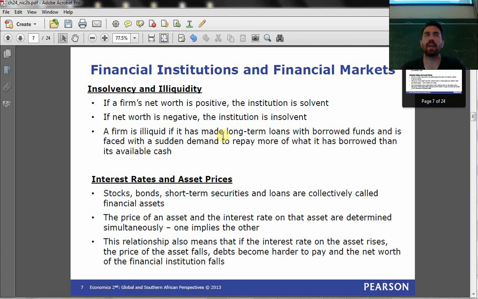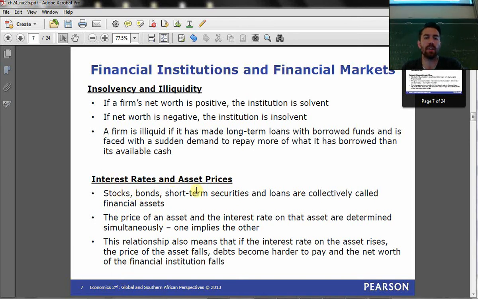So, continuing our discussion, and again, I did say this is going to be a bit of a talk fest for a while, so we've still got a few more concepts to get through. We ended discussing insolvency and liquidity or illiquidity. Then we're also going to distinguish between interest rates and asset prices.